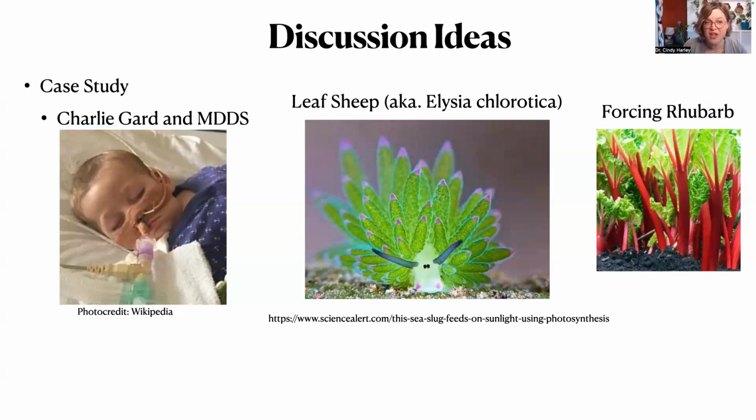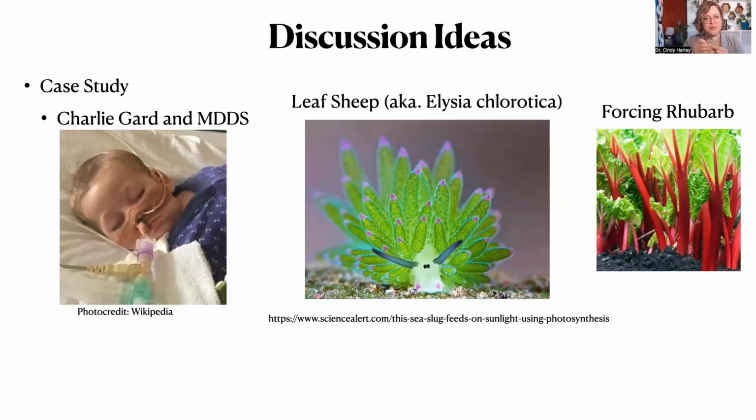More fun stuff, you've got the leaf sheep. Leaf sheep are a nudibranch that has a symbiotic photosynthetic bacterium, and those things all live in the same animal. I'm a Midwesterner at heart. I love rhubarb. Rhubarb is another one. They grow it in the dark. They trick it into growing by warming it up.